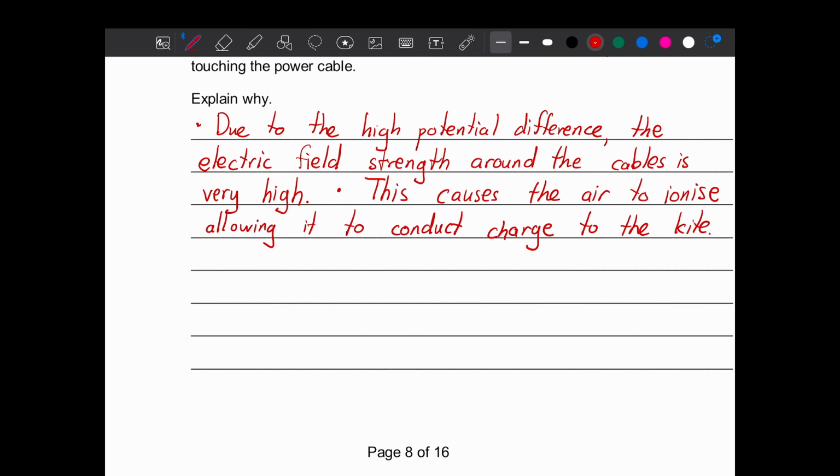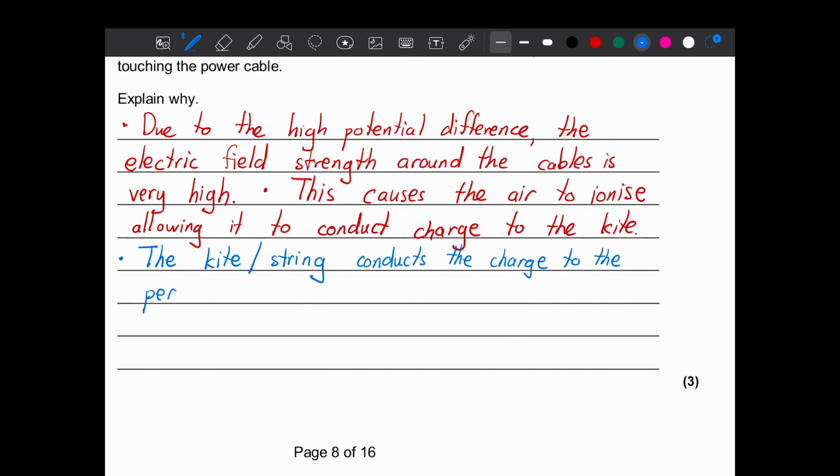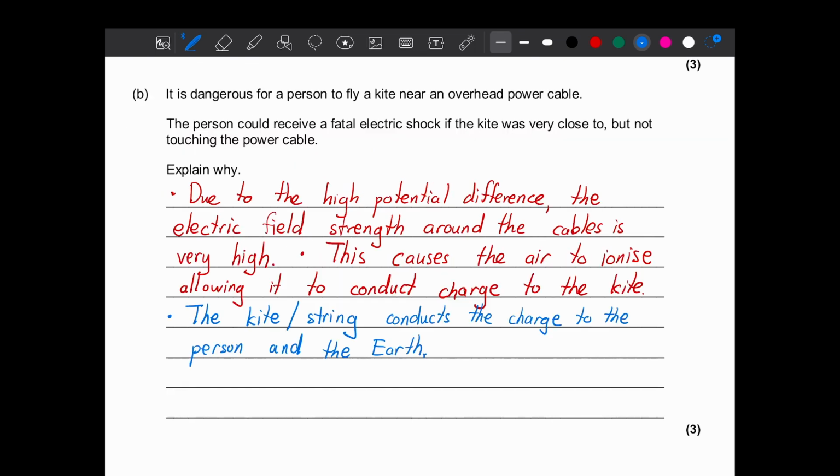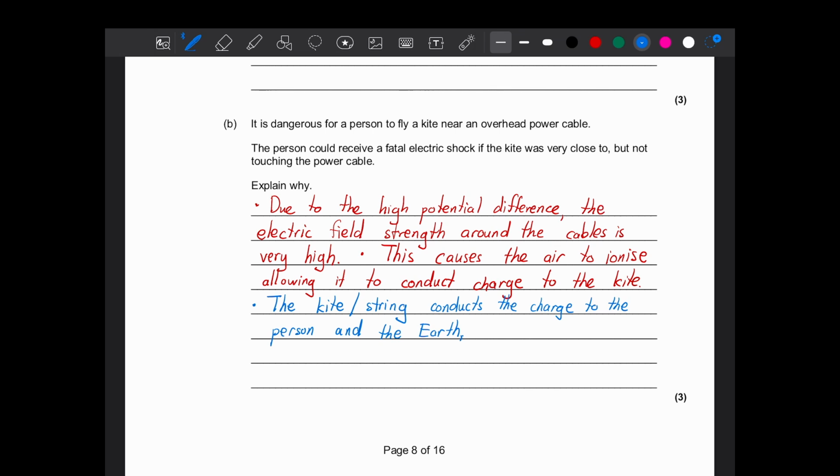So, writing this down, I'll use a different color. And the mark scheme does say, you could say the kite or you could say the string specifically. Conducts the charge to the person and the earth. And if you want to repeat the information in the question, you could say leading to an electric shock, but really, since it's in the question, it's not necessary repetition. All right, that's that question done. Let's move on.